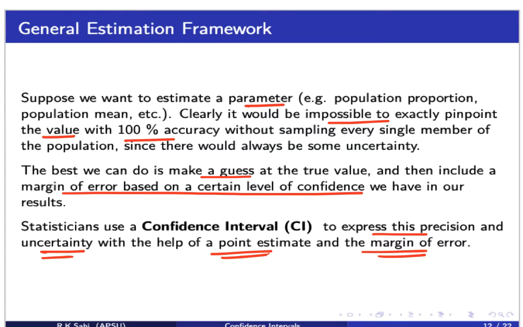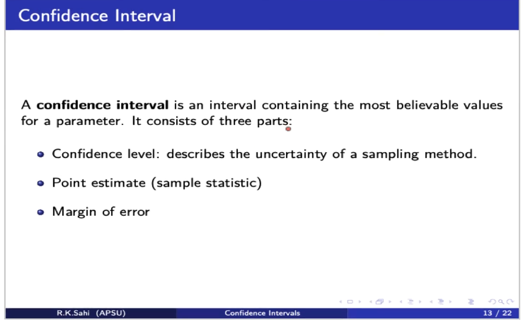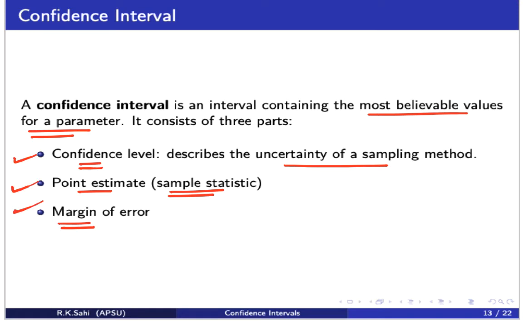Okay, so let's talk about confidence intervals now. As we talked about earlier, it's an interval which contains the most believable values a parameter can lie in. There are three parts of a confidence interval. One is the confidence level, which takes care of the uncertainty of the sampling method. Remember, we're going to take samples, and every person's sample is not going to be the same. They're going to be different. Then we look at the point estimate, that is the sample statistic. And finally, the margin of error.